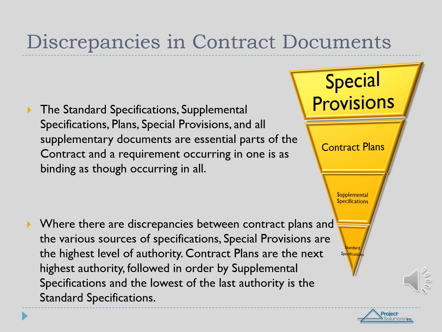The standard specifications, supplemental specifications, plans, special provisions, and all supplementary documents are essential parts of the contract and a requirement. Where there are discrepancies between contract plans and the various sources of specifications, special provisions are the highest level of authority. Contract plans are the next highest authority, followed in order by supplemental specifications, and the lowest authority is the standard specifications.